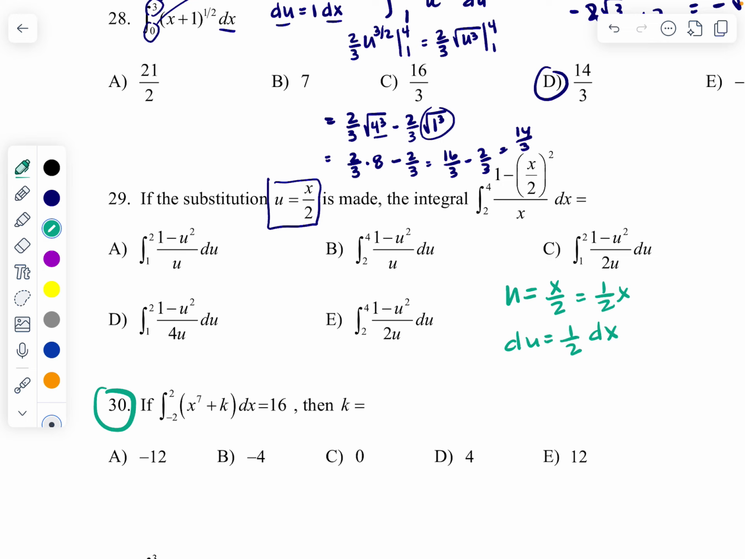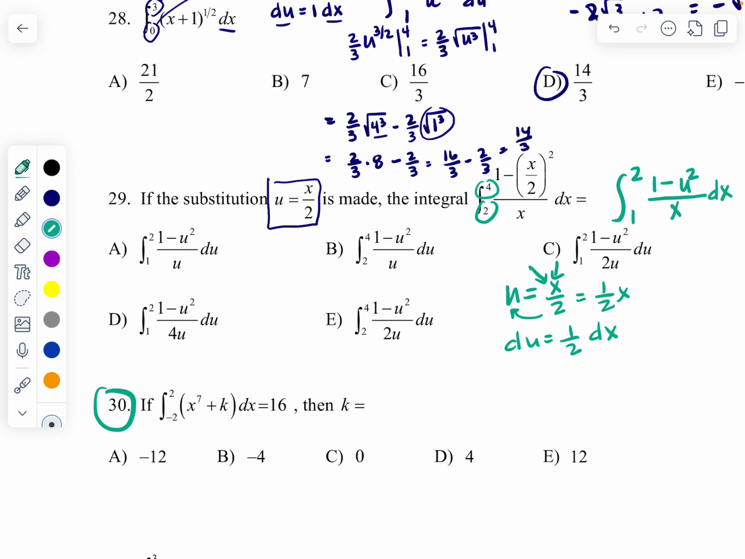Okay, so when I do the substitution, first I have to replace my boundaries. So if I plug a 4 into here, 4 divided by 2 is 2. And if I plug a 2 into here, 2 divided by 2 is 1. And then if I do the u sub, I'm going to get 1 minus the x over 2 was the u, so it's going to be u squared. Okay, and then you get all over x dx.